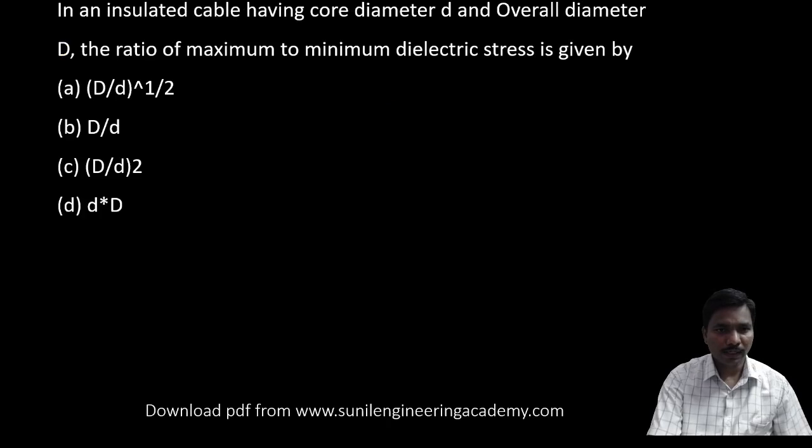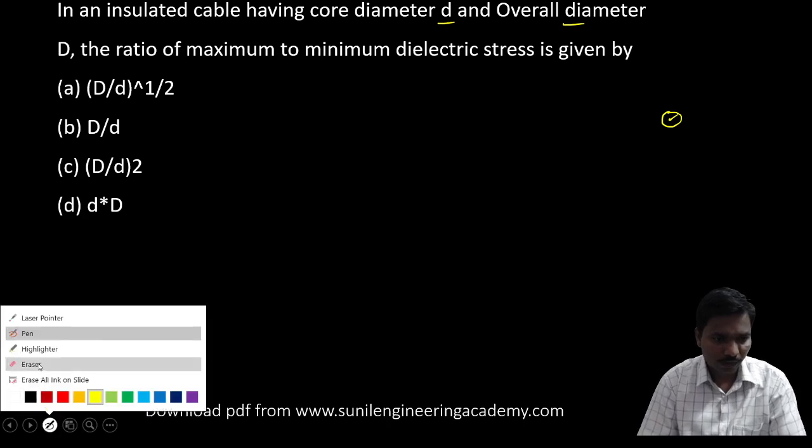Coming to the next question. In an insulated cable having core diameter small d and overall diameter capital D, if it is a core, like a conductor, this diameter is small d. Let us draw it somewhat bigger to understand.